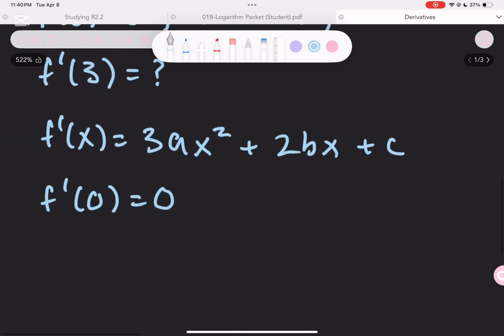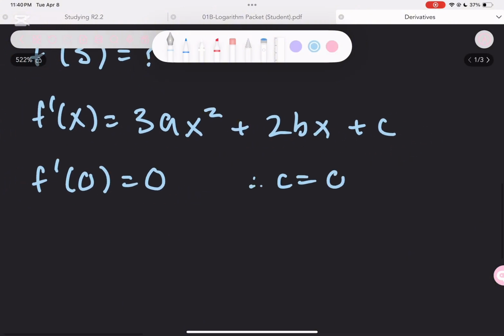You don't exactly have to sub this in, because if you just look at it, you can figure it out, right? This has an x, this has an x. So if x is 0, these two will both be gone, leaving only c. So that means c is equal to 0, if that is the case. So c is equal to 0.